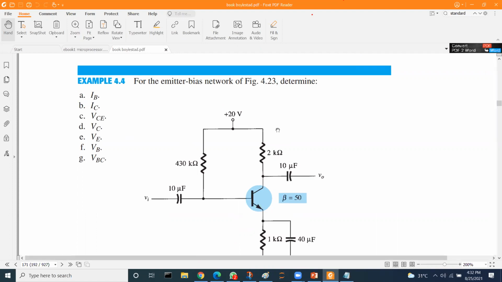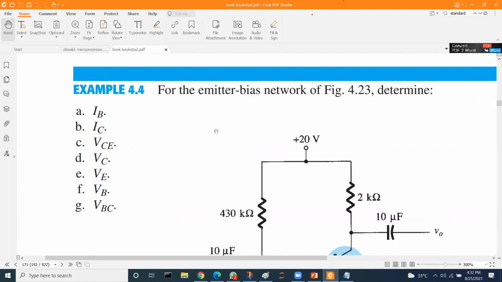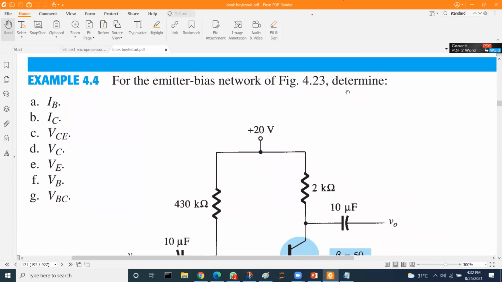Okay, in this example, as you can see, it is given for the emitter bias network. We need to find so many quantities, but we can identify the formulas given for these values, whereas the other values we can find by using the voltage potential difference formula, which we have already discussed earlier in this session. Our focus will be on the first three quantities.